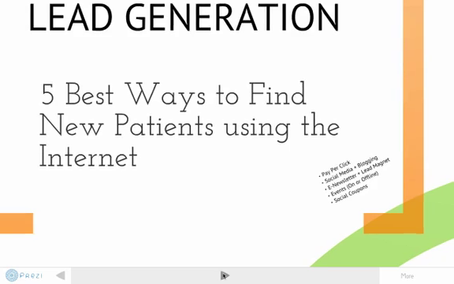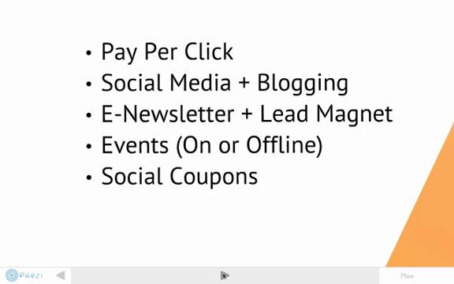So the first is pay-per-click. Now, I'm sure some of you are familiar with this. If you've searched for anything in Google, you'll see the top listing is a paid ad. And that's essentially what pay-per-click is. You pay for every click that you put through. So you may want to just sort of Google your own services in your own area and see what comes up.